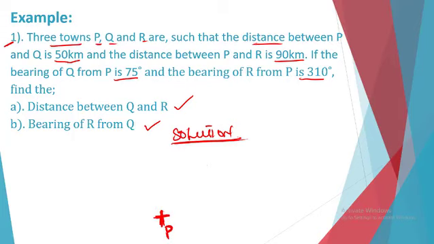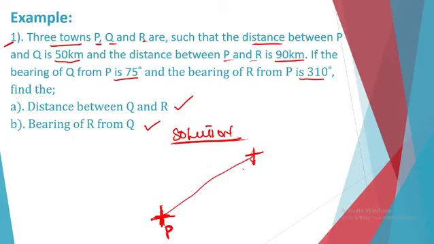It says that the distance between P and Q is 50 kilometers, and the distance between P and R is 90 kilometers. It says the bearing of Q from P is 75. So the bearing is at P. Now let us start. Let's count them. 75. Remember, I told us that from here to here is 90, so let's assume that from here to here is our 75. We'll draw it and stop somewhere there, and also draw this.